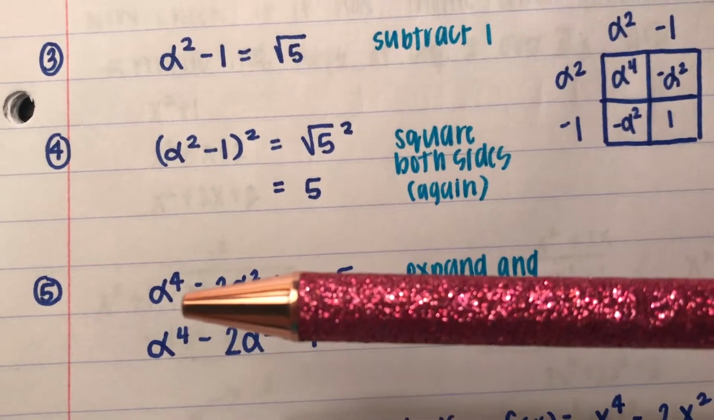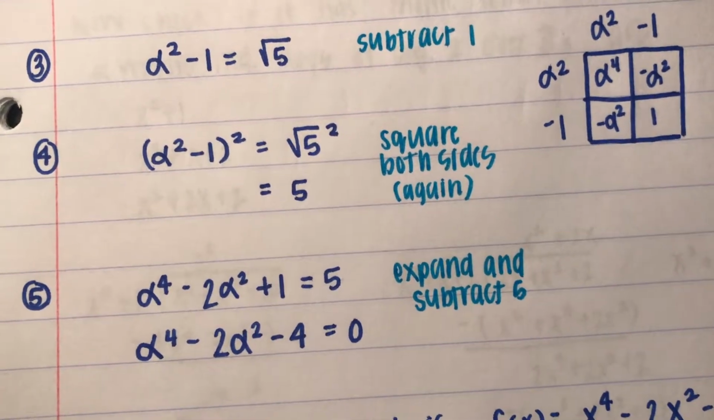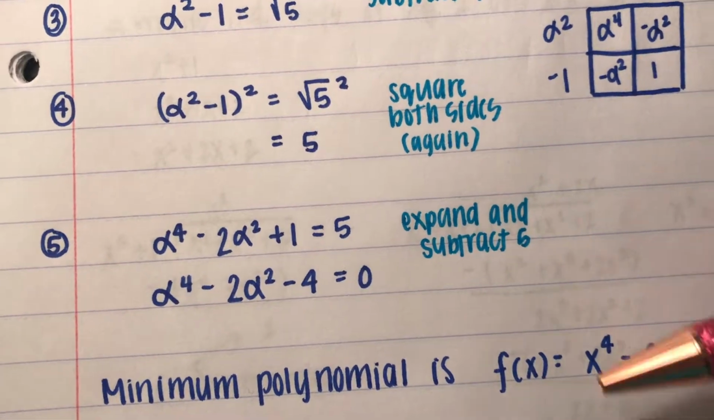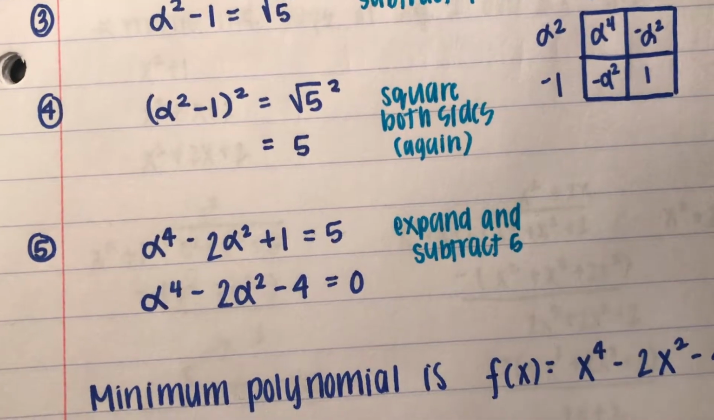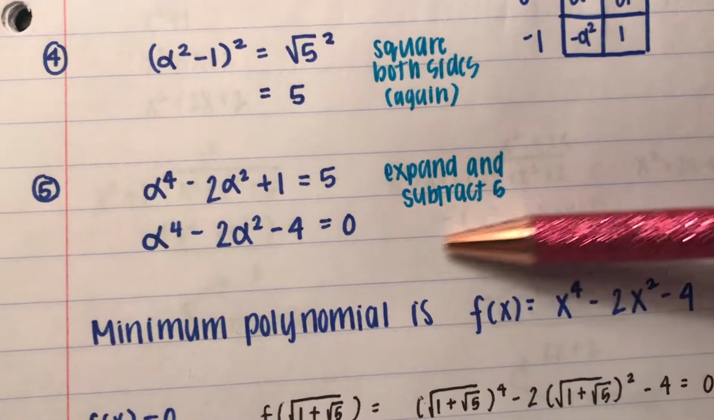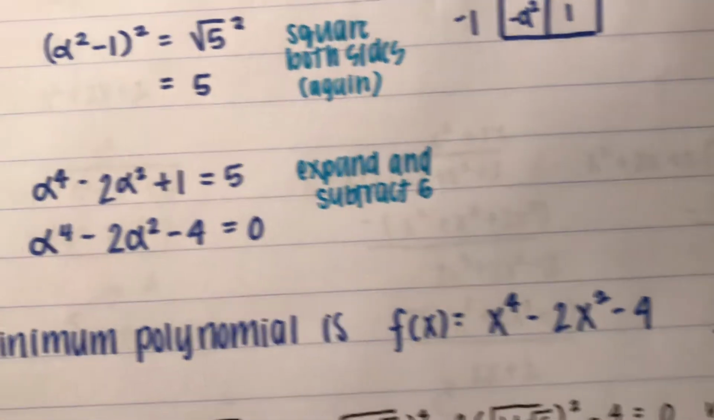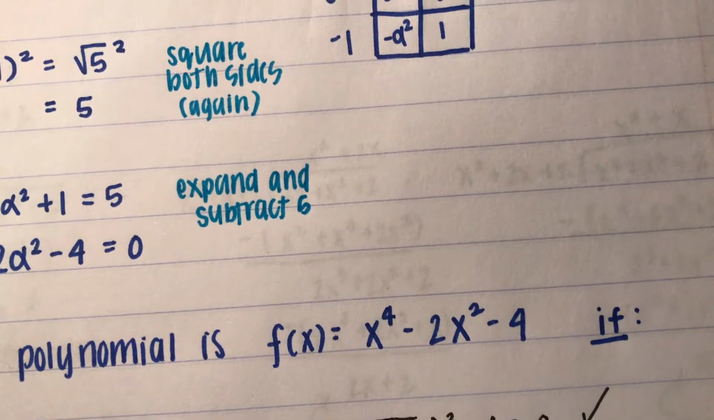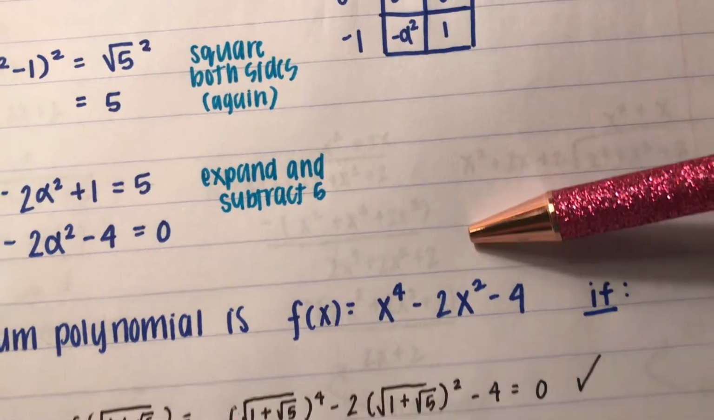And I got alpha to the 4th minus 2 alpha squared plus 1 equals 5. And then I subtracted the 5 over to get alpha to the 4th minus 2 alpha squared minus 4 equals 0. So now this would be our minimum polynomial, but we just replace the alphas with x's. So the minimum polynomial would be f of x equals x to the 4th minus 2x squared minus 4 if it follows those three conditions.